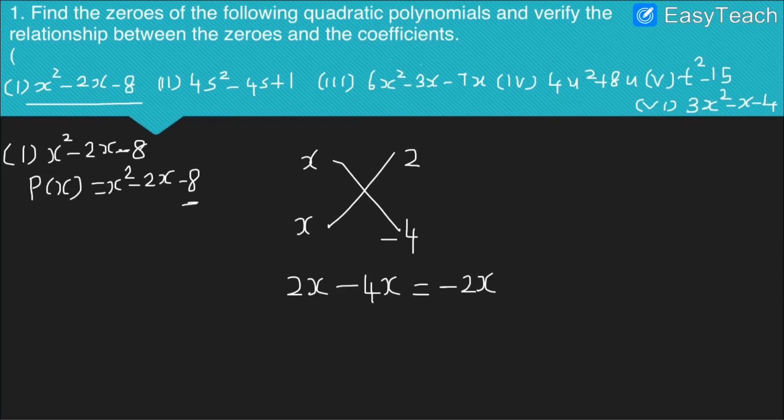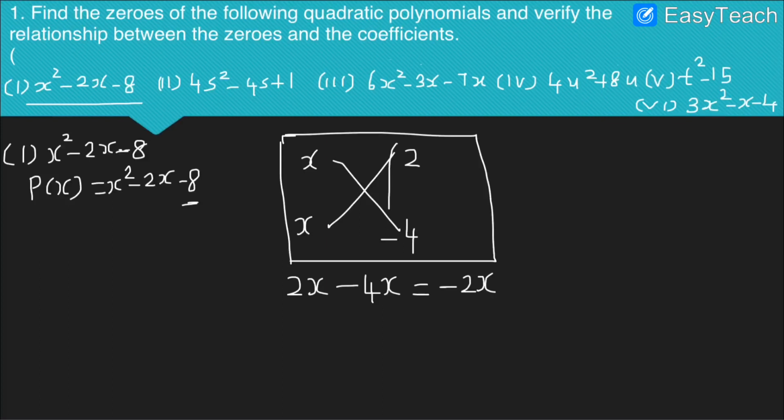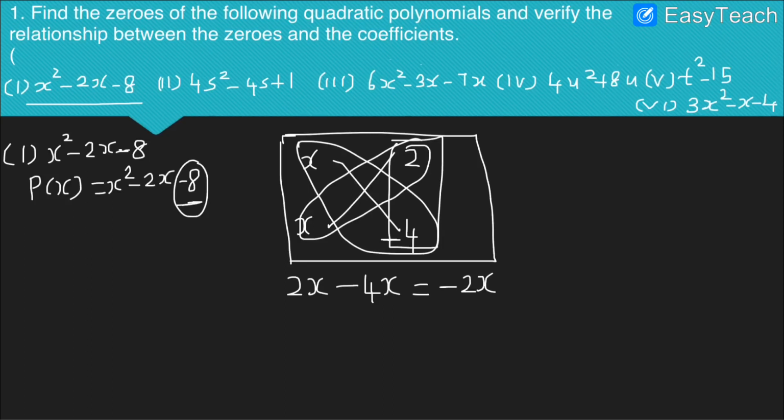Every time, double check, especially this part, because this is the very important part. Once you've done this part, the rest of the problem is very easy. So let me do the double check. 2 4s are 8, yes, so I get minus 8 here, and 2x minus 4x, I get minus 2x. So far it is correct. So when you write the zeros of the polynomial, you have to write it this way: x plus 2 and x minus 4.